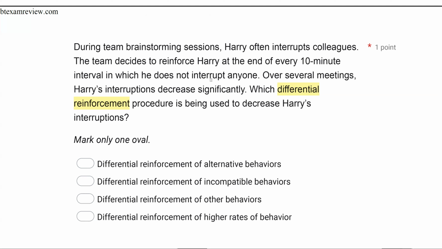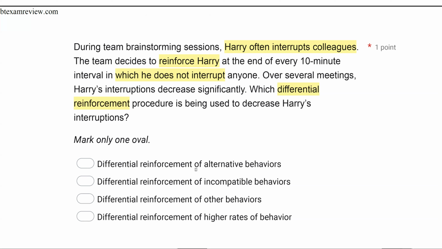So in this case, if Harry is interrupting colleagues and Harry is getting reinforced when he does not interrupt anyone, what is reinforced? Well, it's the absence of the interruptions. They're not targeting anything specific to replace it. They just don't want Harry to interrupt anymore. And so when we are just targeting a behavior for it to not happen, and we're going to reinforce when a behavior doesn't happen, what differential reinforcement strategy are we using?